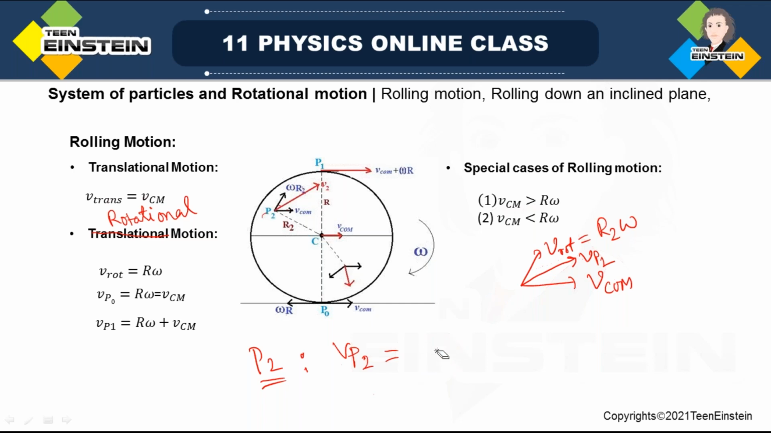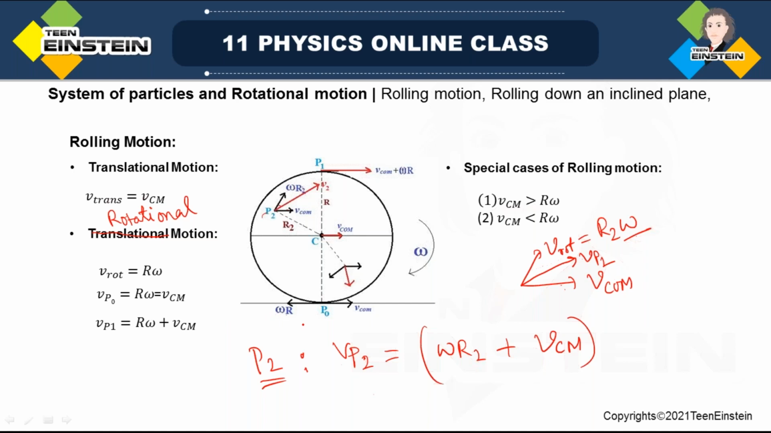This is the sum, or resultant, of these two velocities. One is the linear velocity arising due to rotation and another one is due to translation. So the combination of these two velocities, R2 into omega, or omega R2 plus VCM, or VCOM, will give you the resultant velocity of this particle P2 due to rolling motion.